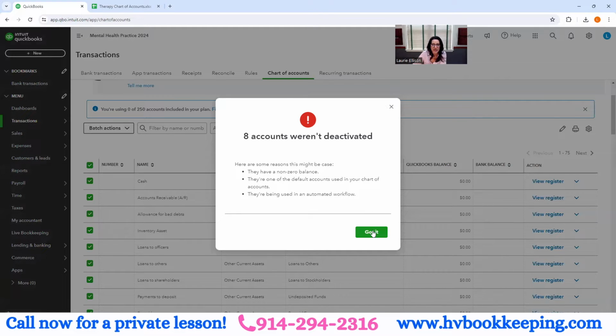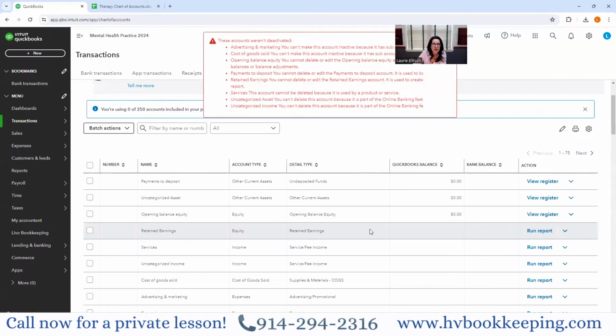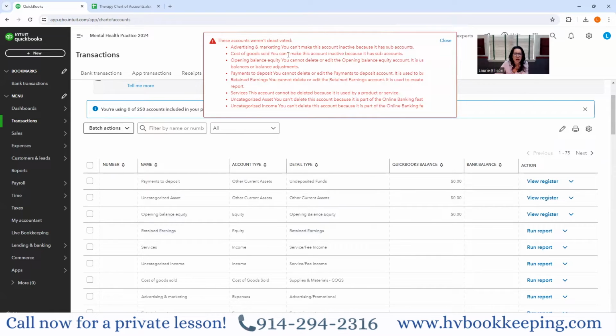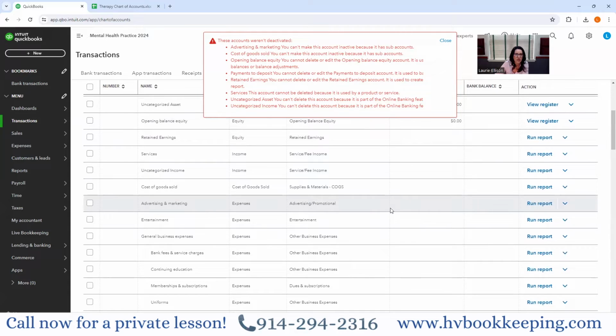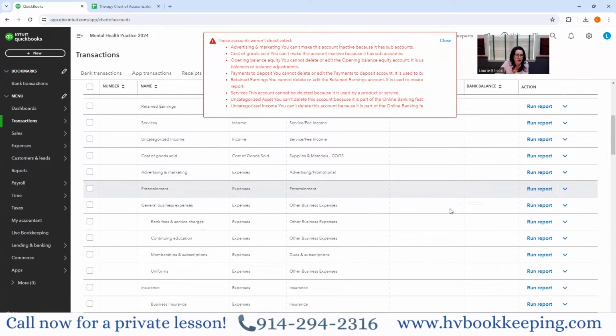Okay, so there's 8 that they won't. And it's usually, let's see why. Some because it's a sub account, payments to deposit is their undeposited funds account, retained earnings, fine. Okay, so then what we'll do, I don't know why. I don't see anything as a sub.